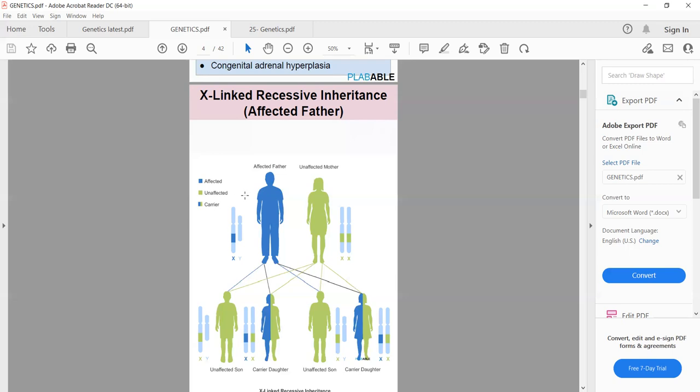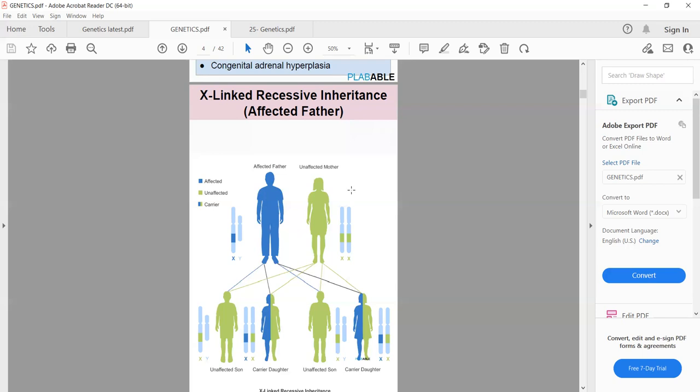What about the daughters? Because the daughters will get the X chromosome from the father. And this is the only X chromosome that the father has. So all the daughters will be carriers. All the 100% of the daughters will be carriers, if the mother is unaffected. So X-linked recessive inheritance, because two defective genes are required. So the daughters will get a normal X chromosome from the mother and an abnormal X chromosome from the father. So it will produce a carrier state.